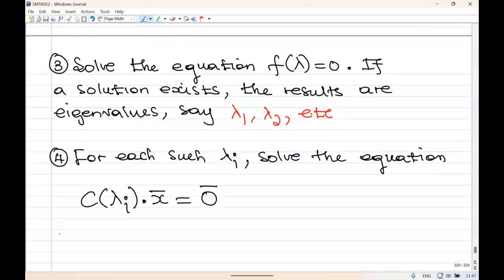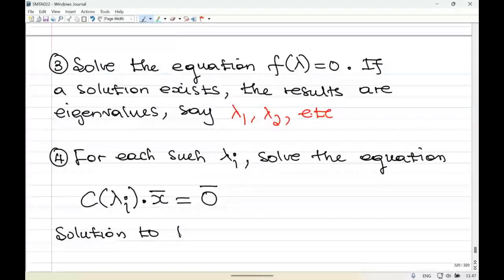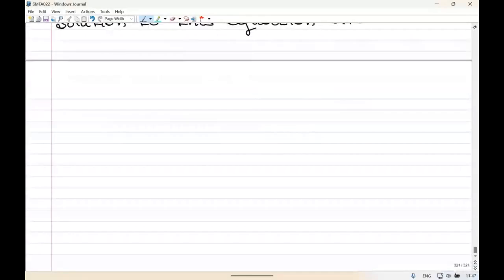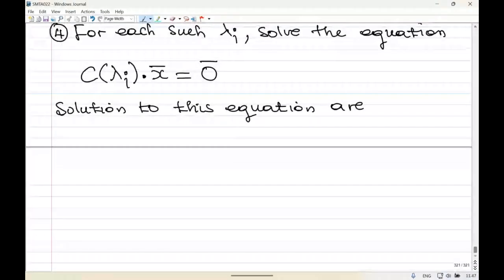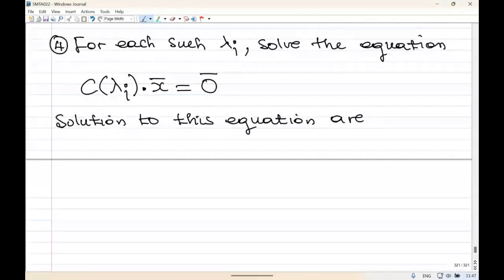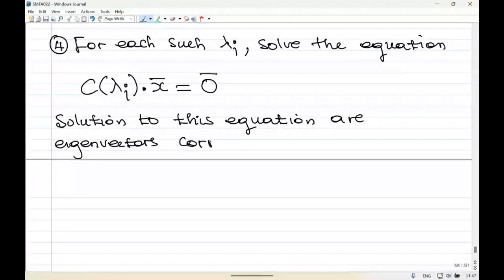Then now, the solutions to this equation are the eigenvectors corresponding to lambda i.